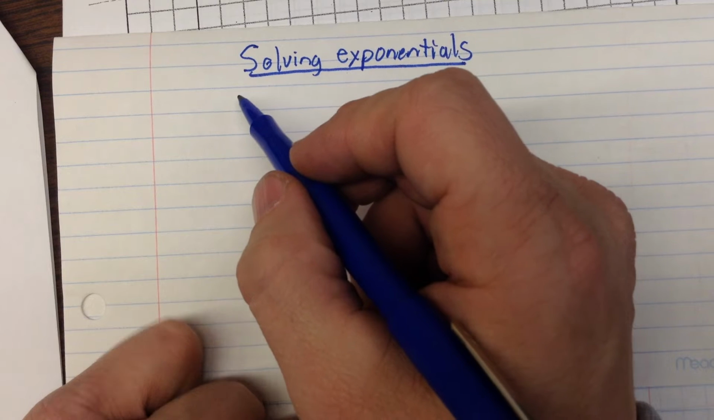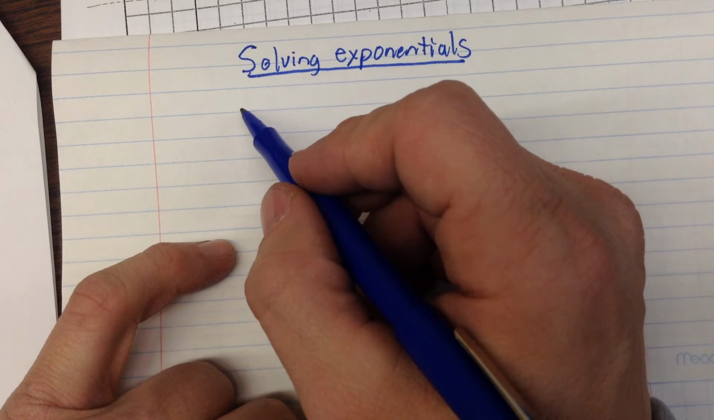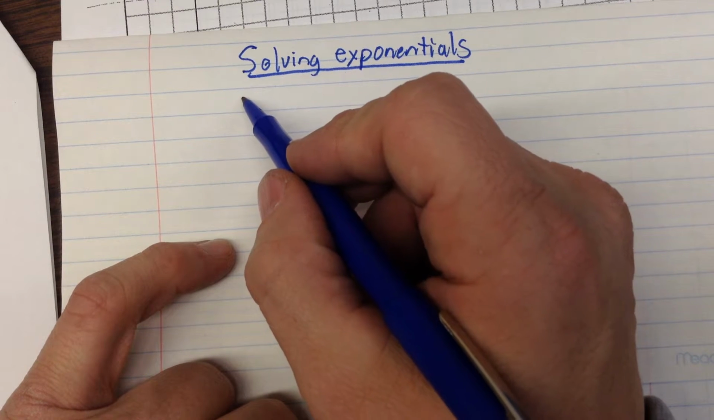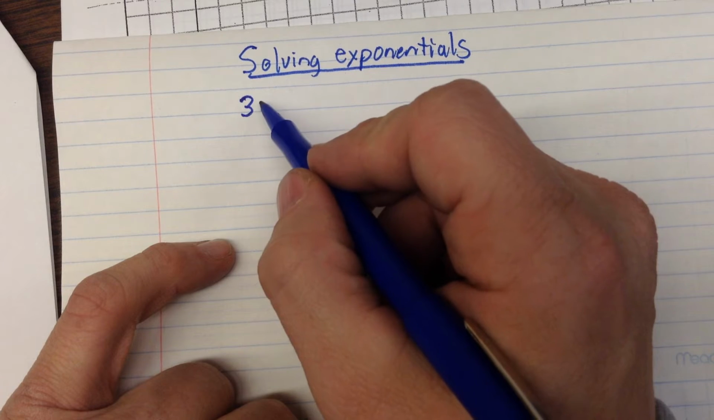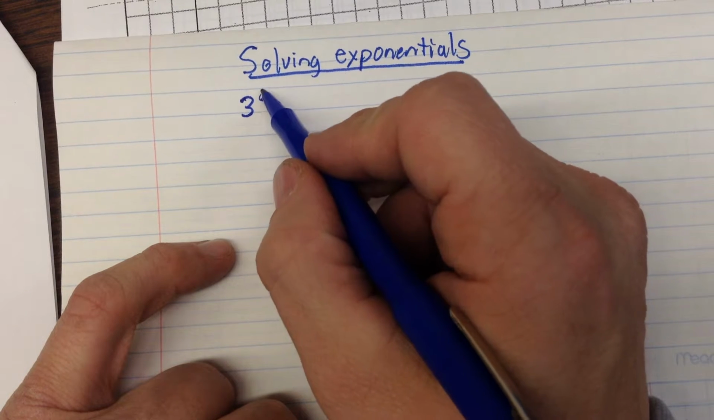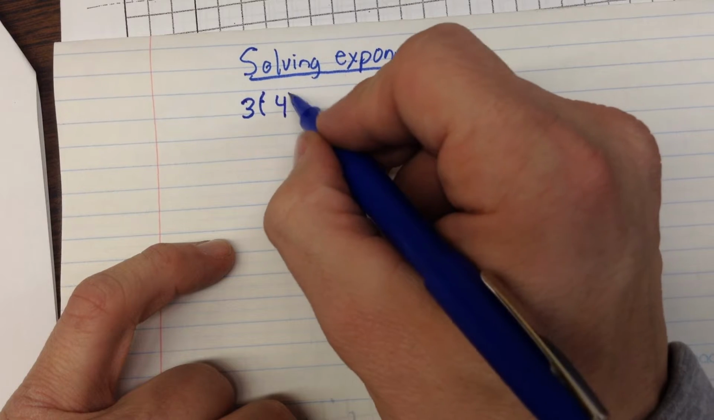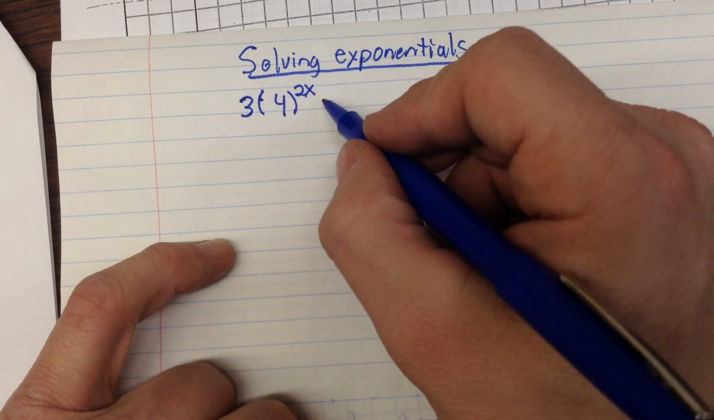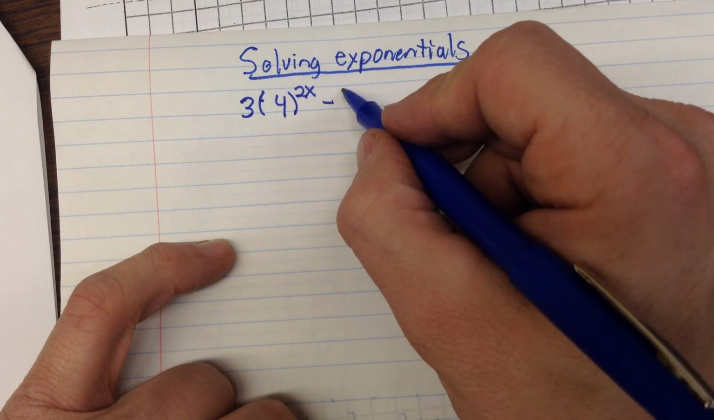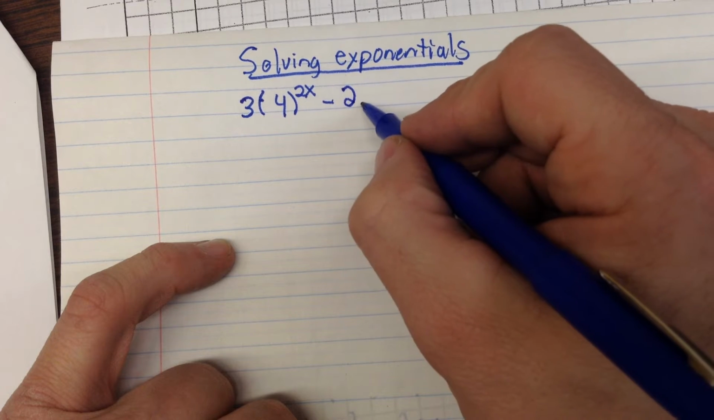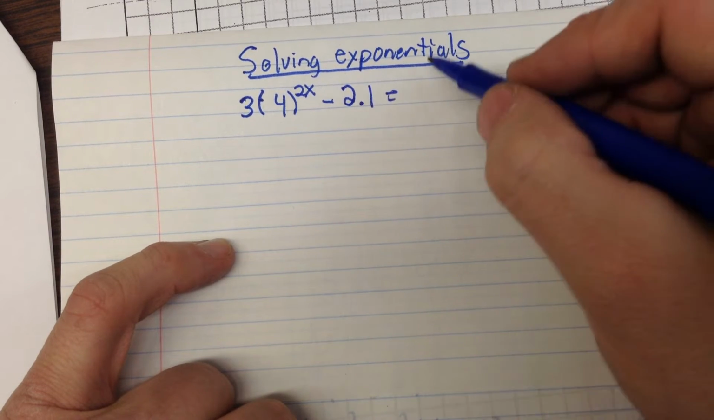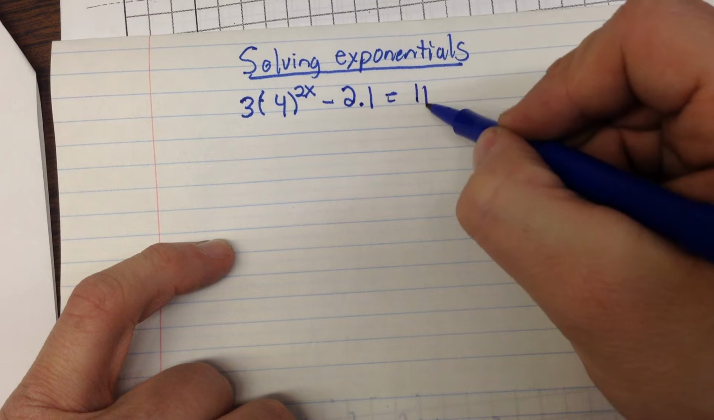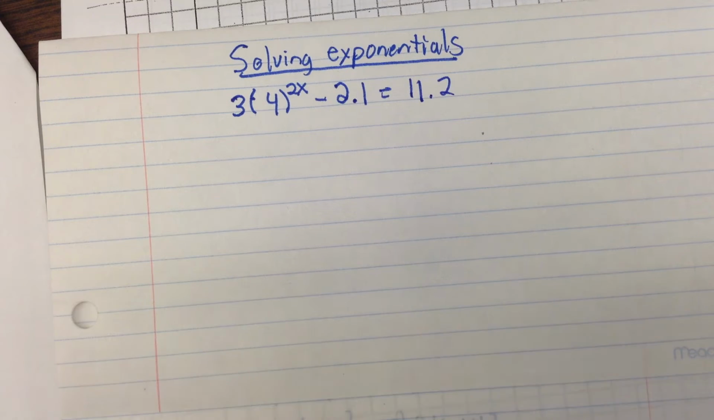So here's an example. First example, maybe I'll do two of these, but the first example is going to be very crazy. 3 times 4 to the 2x power minus 2.1 equals, I don't know, 11.2. That's craziness, okay? Goal is you want to get x by itself, so you got to isolate. This is like a normal equation solving problem.